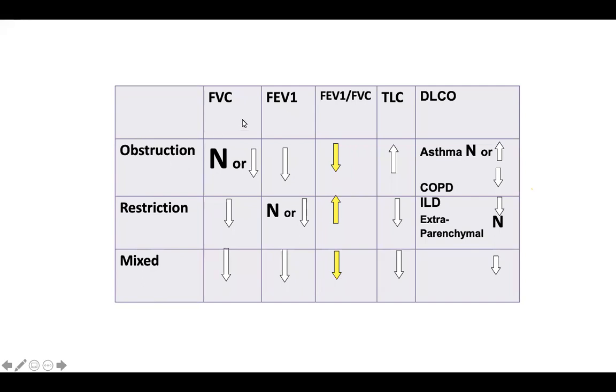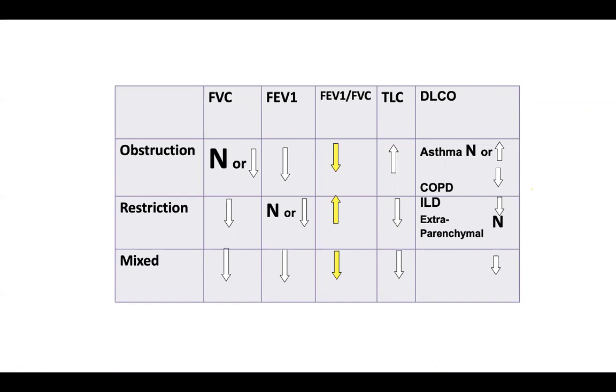In obstructive lung diseases, FVC can be normal or decreased. FEV1 is decreased. FEV1 by FVC is decreased. Total lung capacity is increased in obstruction. While DLCO can be normal or increased in asthma, and is decreased in COPD.